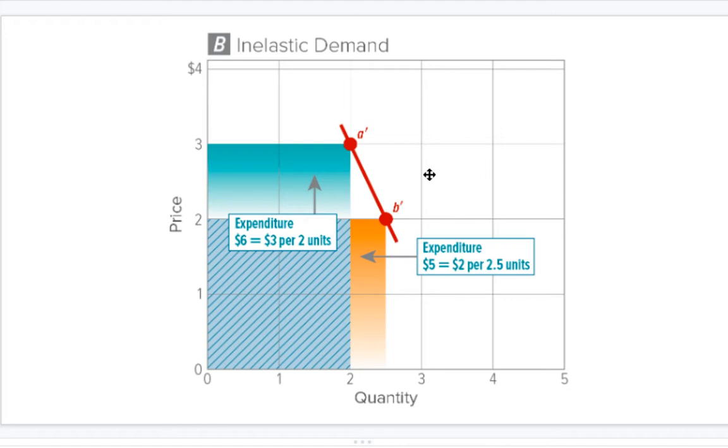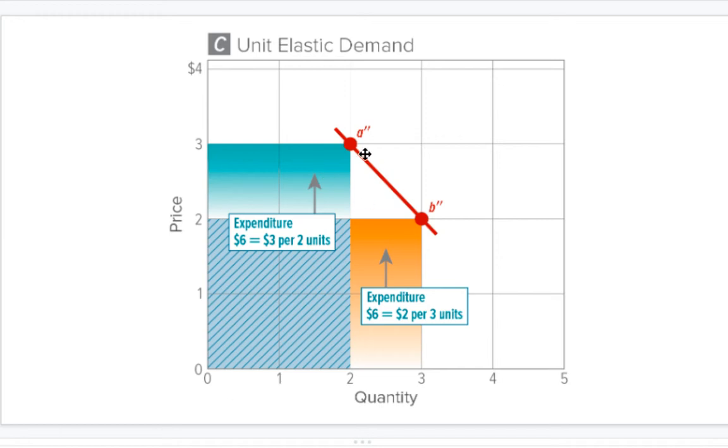Inelastic demand is the opposite. Inelastic looks like this: if we're buying item A and we're paying $3 per unit for 2 units, we're going to have a total expenditure of $6. Over here on the other side, on item B, if the price is $2 and we want to buy 2.5 units, we're going to spend a total of $5. So it's less of a variance between the two, less than $1.